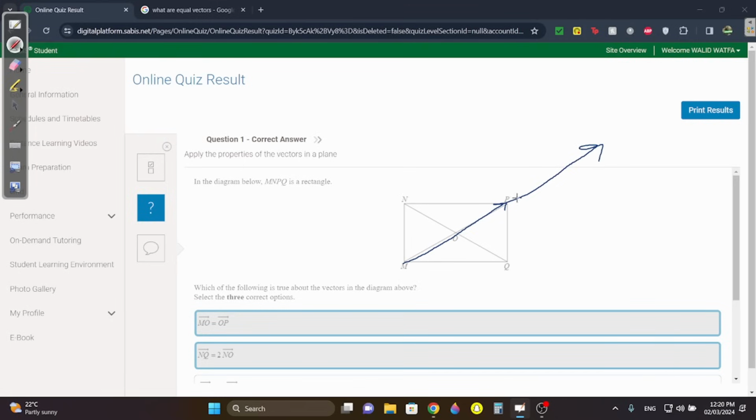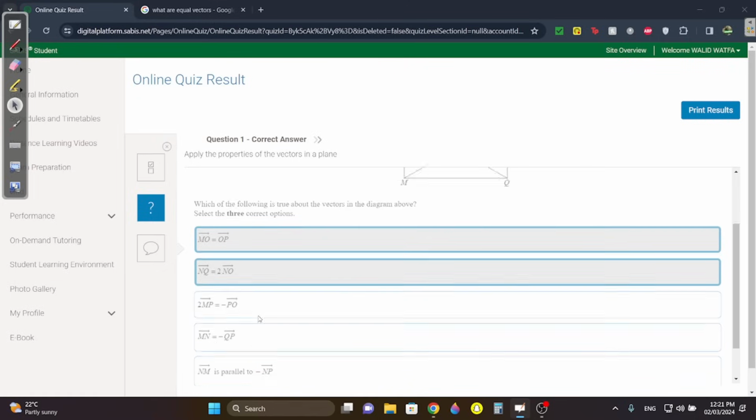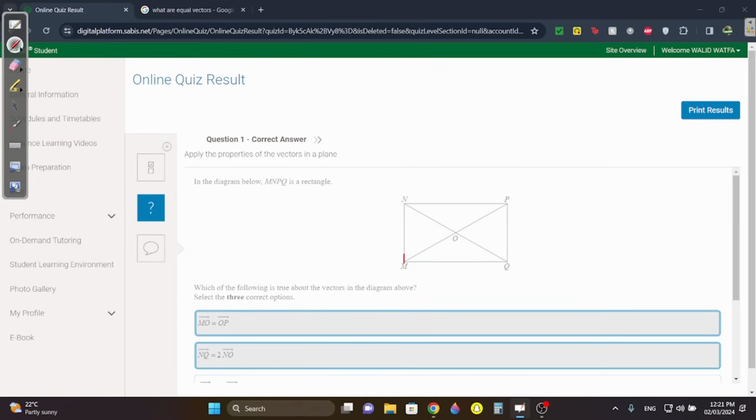When you say minus, that means you flip it. PO is from P to O, but if you're saying minus PO, that means you go from O to P. Are these equal? Obviously not, because this isn't the same length as this blue one. MN equals minus QP. MN is this, and minus QP goes from P to Q. They're the same length, but they're not facing the same direction. It's not congruent.